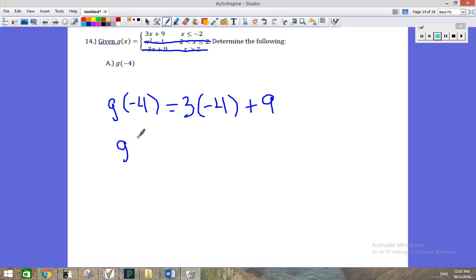And we get negative 12 minus 9, which I believe is a negative 3. So that's our answer.